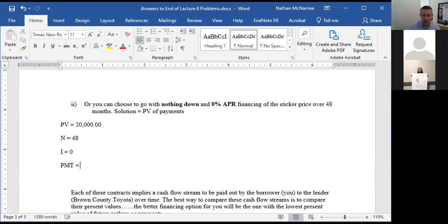Okay, so there's more than one way to calculate this because I is 0, but let's go ahead and enter it into our time value of money. So remember to clear your register. So 20,000 is the present value. 48 is N. And I is 0. Now we're going to compute payment. $416.6667. So we're looking for the monthly payment.